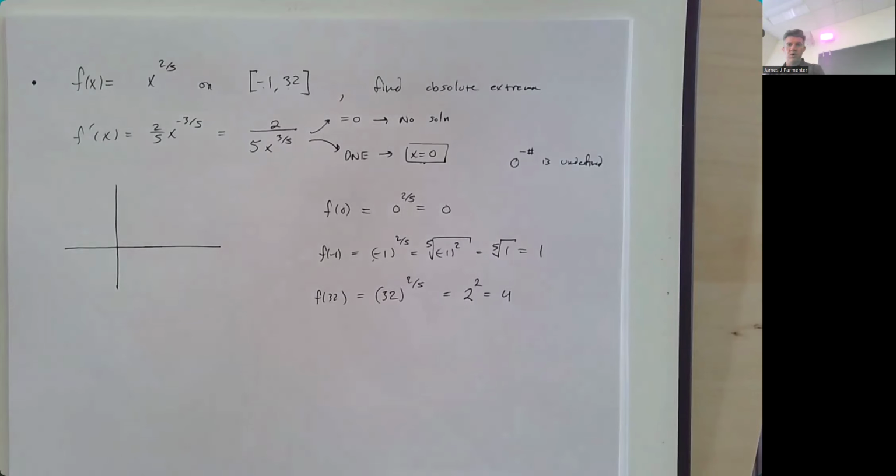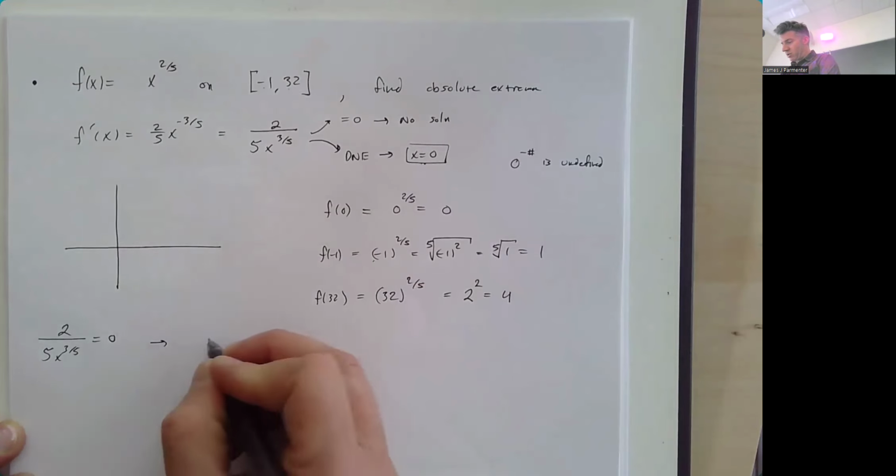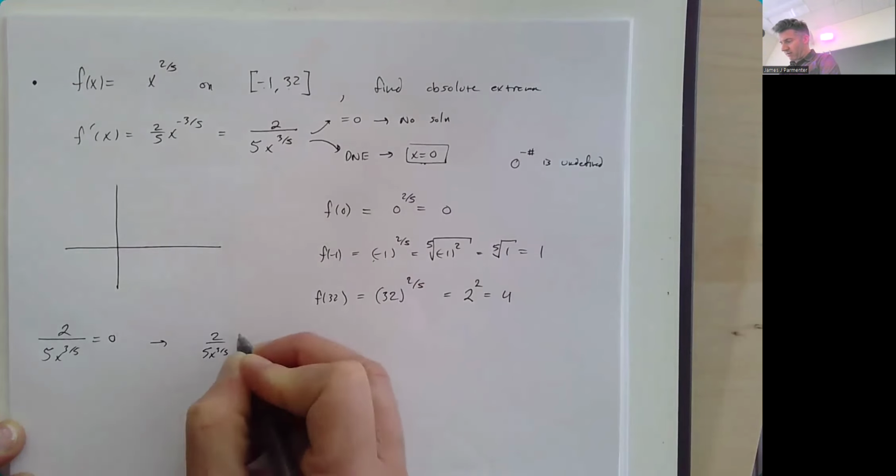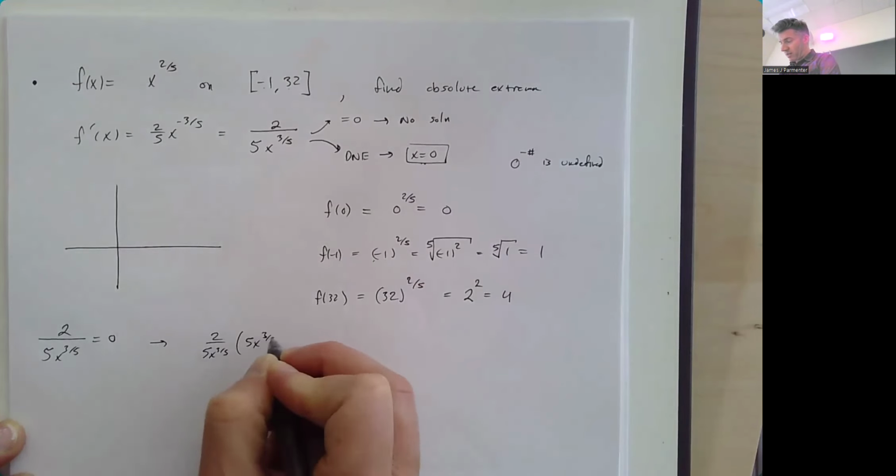Someone asked, from the 2 over 5x to the 3/5, how did you get 0, no solution, and does not exist, x equals 0? So if I set 2 over 5x to the 3/5 equal to 0, I could multiply both sides by the denominator. I get 2 over 5x to the 3/5 times 5x to the 3/5 equal to 0 times 5x to the 3/5. On the left-hand side, the 5x to the 3/5 cancel out, and I get 2. On the right-hand side, 0 times anything is 0. 2 equals 0, no dice. No solution there. I don't have any values of x that are solutions to this fraction equal to 0.